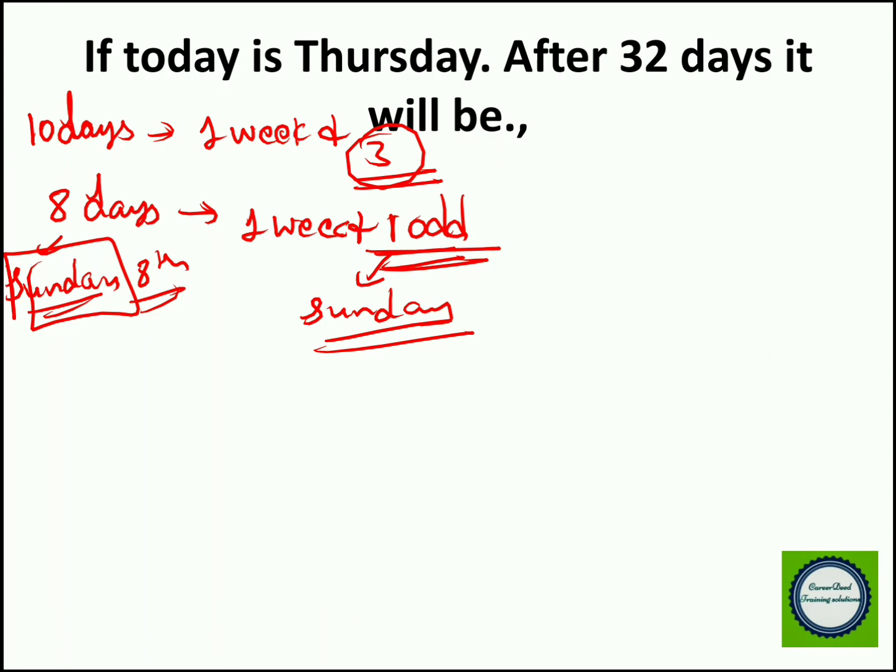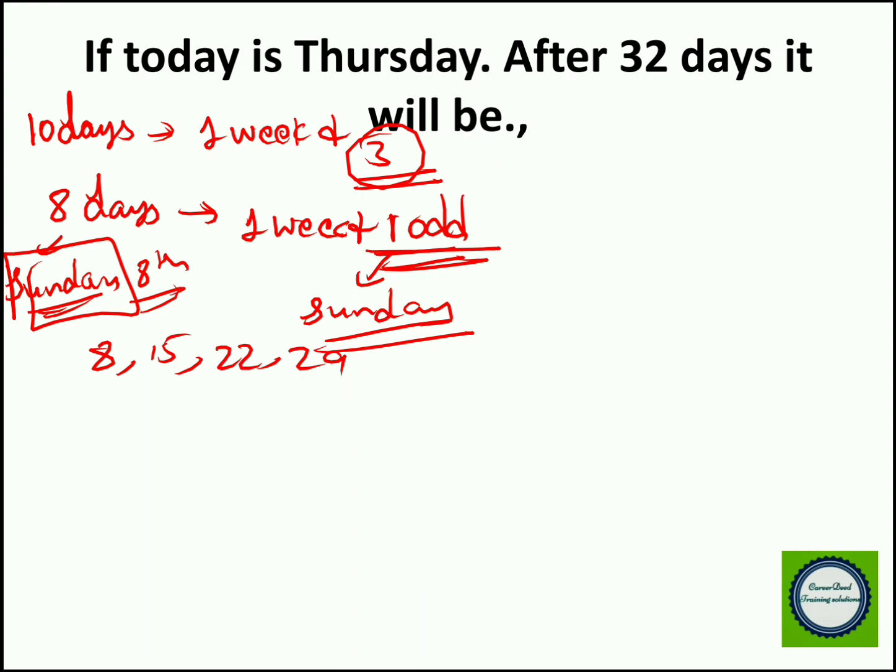And we know that for every 7 days, the same day will repeat. So if the first day is Sunday, then the 8th day will be Sunday, then again the 15th day will be Sunday, then again the 22nd day will be Sunday, then again the 29th day will be Sunday. So for every 7 days, once the same day will repeat. We can easily find this using odd days.